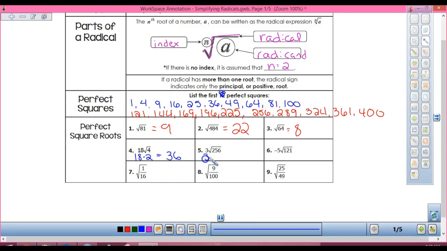This one is 3 times, what's the square root of 256? 16. So we get 48. And then I have negative 5 times, what's the square root of 121? 11 gives me negative 55. If I have the square root of a fraction, I'm going to take the square root of the top and the square root of the bottom. So the square root of 1 is 1 over the square root of 16, which is 4. So I get 1/4.